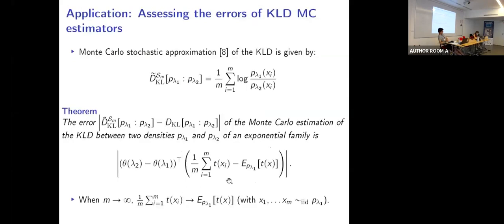So one application of the theorem of expressing the KLD as an average log density ratio is not to estimate, it's to really characterize the Monte Carlo error in stochastic approximation of the KLD. Okay, we can show that the difference between the true KLD and the estimated Monte Carlo KLD for two densities of an exponential family is exactly this quantity, okay? And when the number of samples of your Monte Carlo stochastic integration tends to infinity, this term tends to this one, and then this becomes 0, okay?